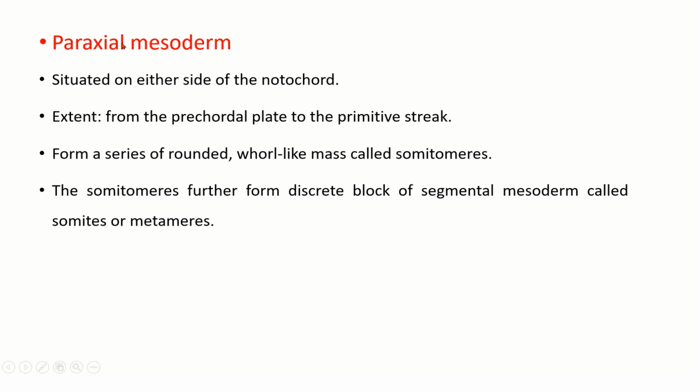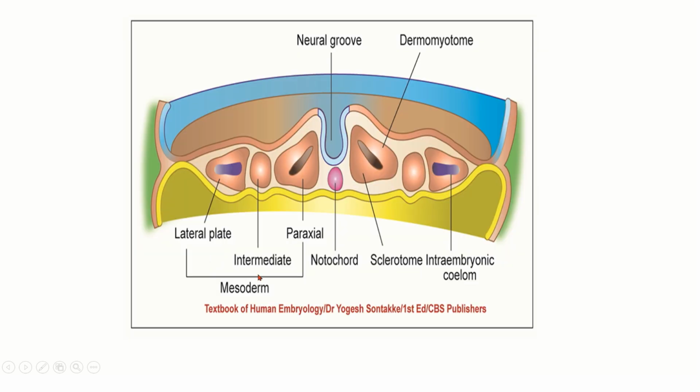So paraxial mesoderm, as the name itself says, is situated on either side of the notochord, extends from the precaudal plate to the primitive streak, and forms a series of rounded oval-like masses called somitomeres. The somitomeres further form discrete blocks of segmental mesoderm called the somites or metameres. You can see here, this is the somite. You can see the dorsal dermatome. You can see the ventromedial sclerotome. You can see the intermediate mesoderm and the lateral plate mesoderm. And this is the intermediate mesoderm.